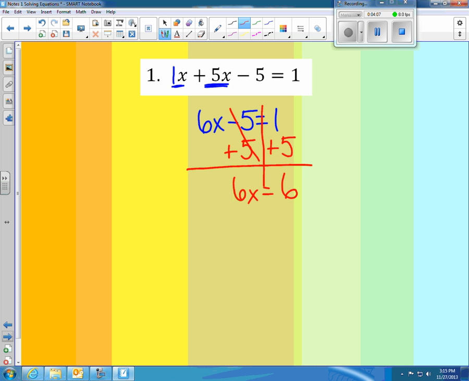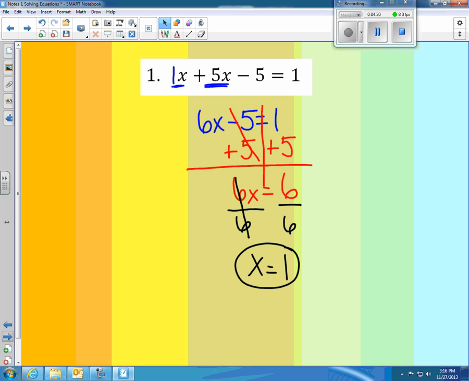And last, step 4 says use multiplication or division to cancel the coefficient. Coefficient is the number in front of the variable. So I need to get rid of that 6. Now 6x means 6 times x. So I'm going to go ahead and divide both sides by 6. And I get x equals 6 divided by 6 is 1.